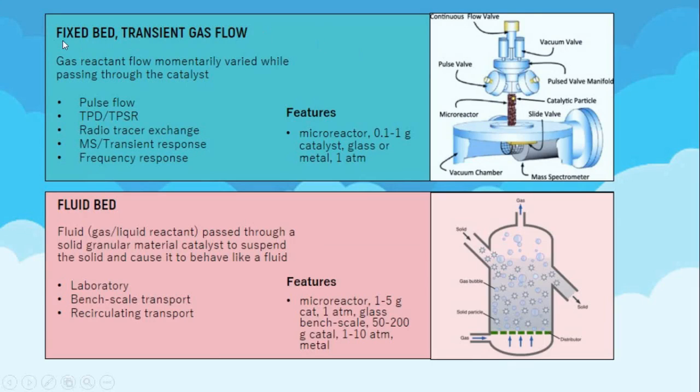The fourth class is fixed bed transient gas flow, in which the reactant will flow momentarily varied while passing through the catalyst. We have an example here, which is the pulse flow reactor. And the fifth class, we have a fluid bed, in which the fluid, gas or solid reactant will pass through a solid granular material catalyst to suspend the solid and cause it to behave like a fluid. And here is the example.